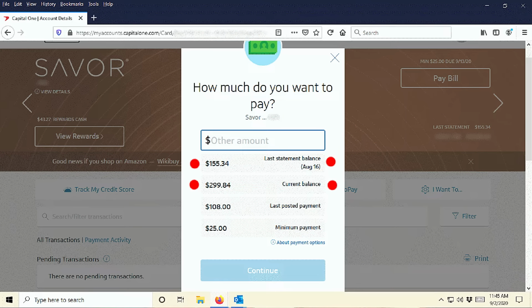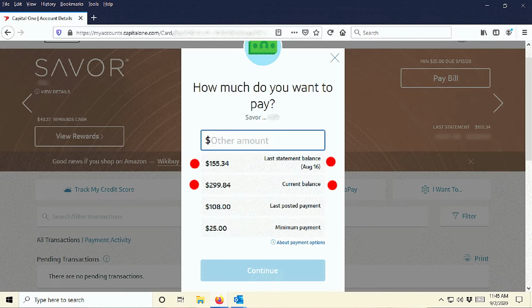All right, examples always help. Here is the online portal for one of my Capital One cards, and you can see that my statement balance is $155.34. You can see that the current balance is $299.84. Now, I always pay off my credit cards in full every month. I don't want to pay interest. So in this case, if I want to pay things off completely so that I don't have to pay any interest, I only have to pay that statement balance. I only have to pay that $155.34, and they won't charge me any interest.